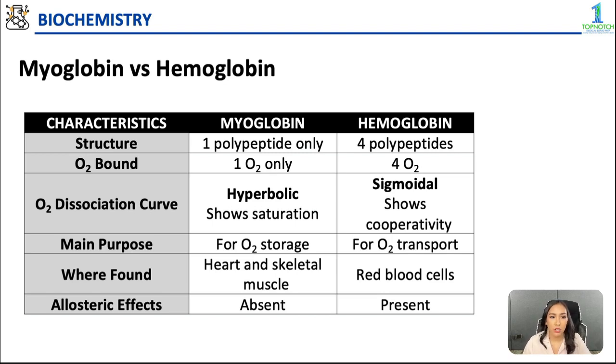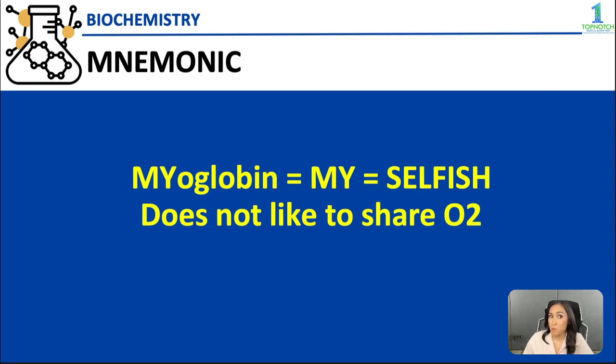Main purpose ng myoglobin is for O2 storage while hemoglobin is for O2 transport. And where is it found? Myoglobin, heart and skeletal muscle, while hemoglobin is in RBCs. Allosteric effects are absent in myoglobin while present in hemoglobin. Here's a mnemonic. Myoglobin, myoglobin. Puro me, selfish. So it does not like to share O2. So, kanya lang yun. Storage lang niya yun. Hindi siya nagbibigay to other tissues.